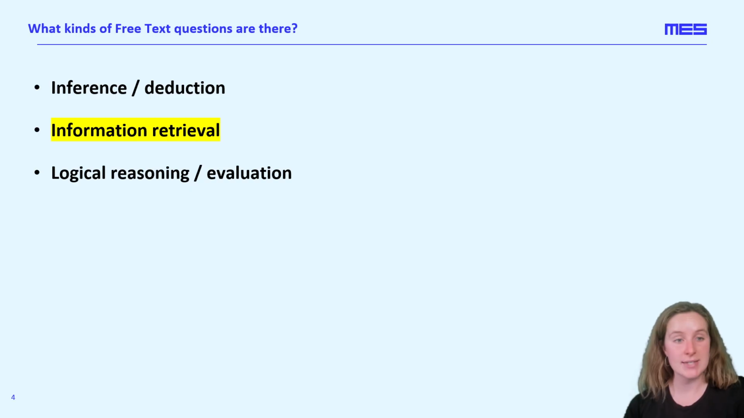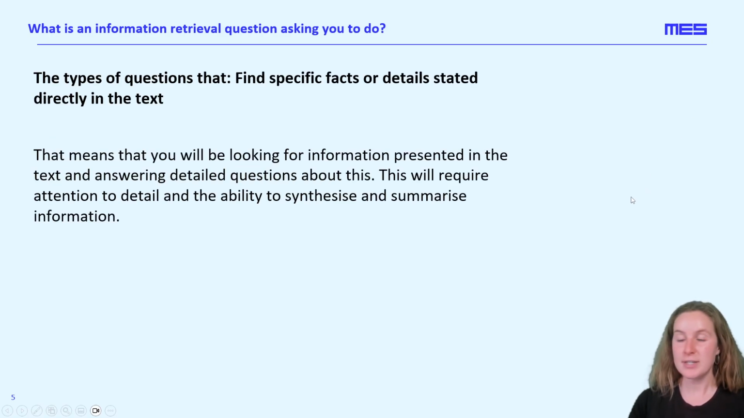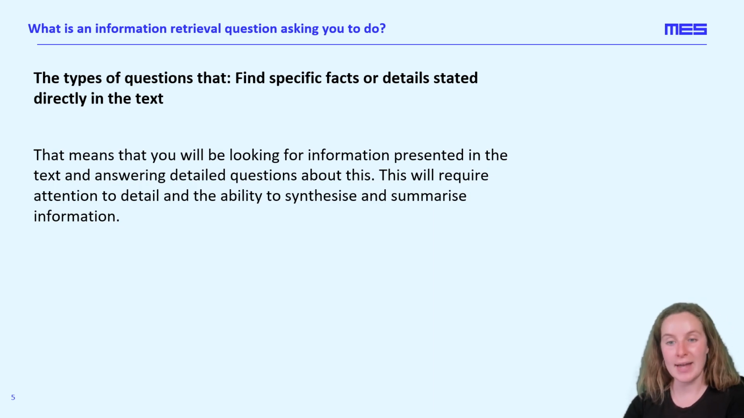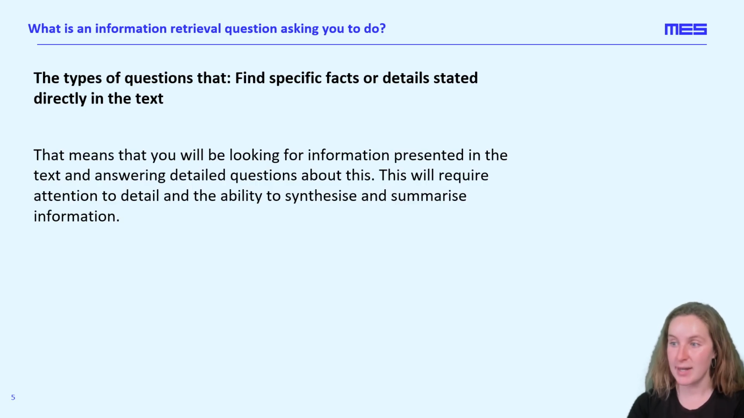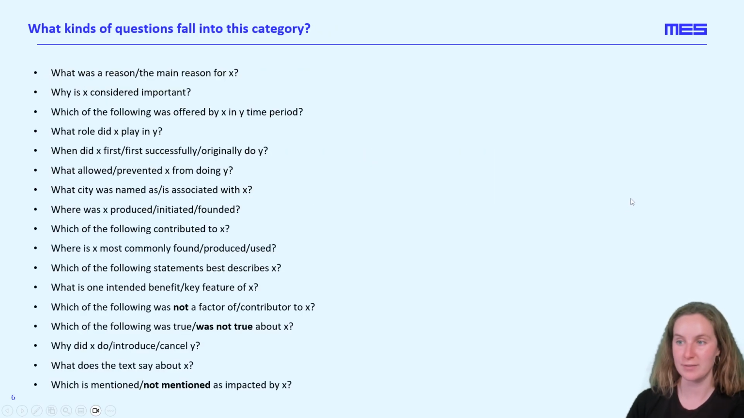Today we'll be looking at the information retrieval type of question in a free text question set. These are the types of questions that find specific facts or details stated directly in the text. So you'll be looking for details. This will mean a lot of keywords and clue words you're looking for in your answers. It means you'll be looking for the information presented, answering detailed questions about it, attention to detail, ability to synthesize and summarize the information you are given. These are the types of questions that fall into this category.